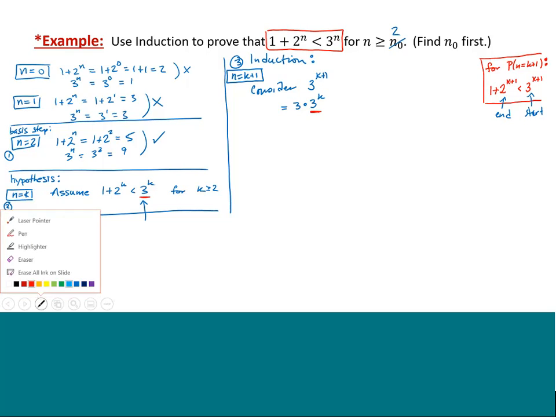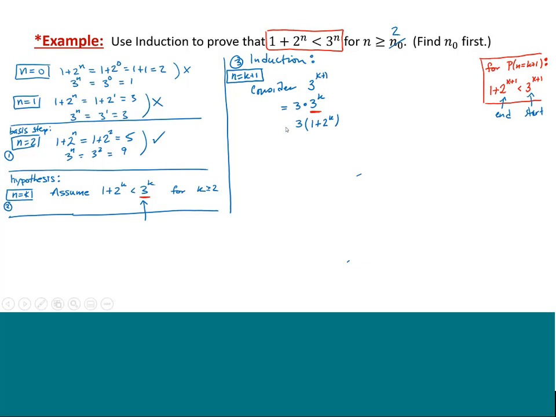Now, when we plug in stuff, it will be a little bit different than when we've done this in the past. All of our other examples so far with induction have dealt with equations, so equal signs. We don't have an equal sign anymore. Here we have an inequality symbol, which means when we replace the 3 to the k with the 1 plus 2 to the k, notice right there I just replaced the 3 to the k with the 1 plus 2 to the k, that's it.